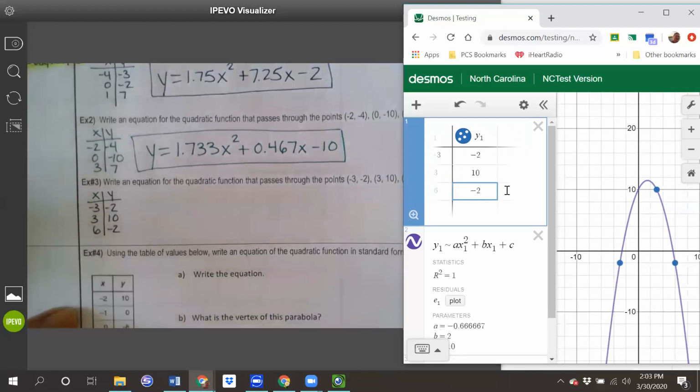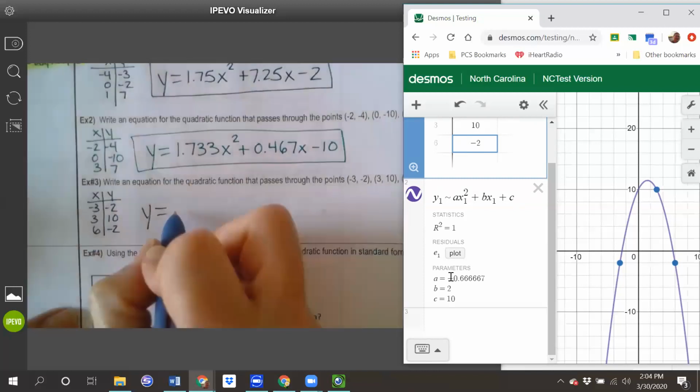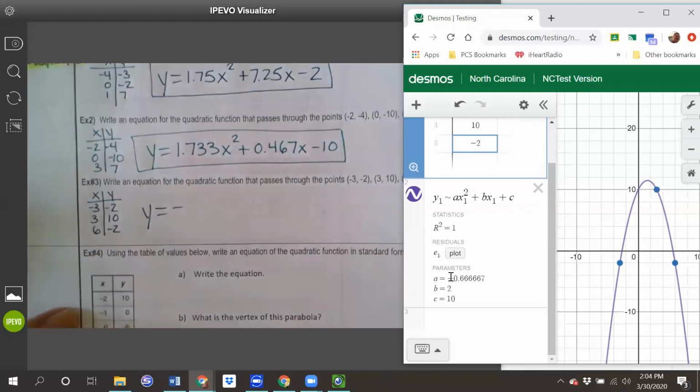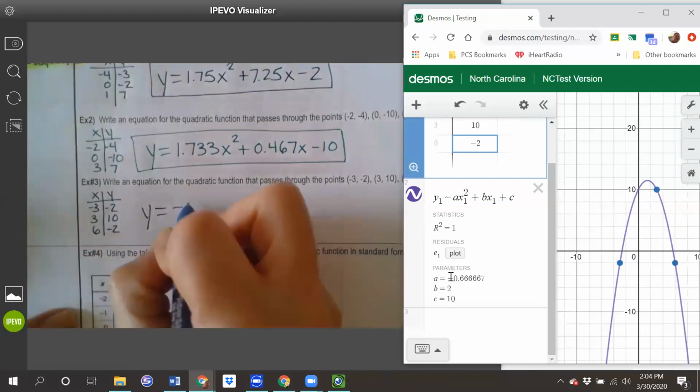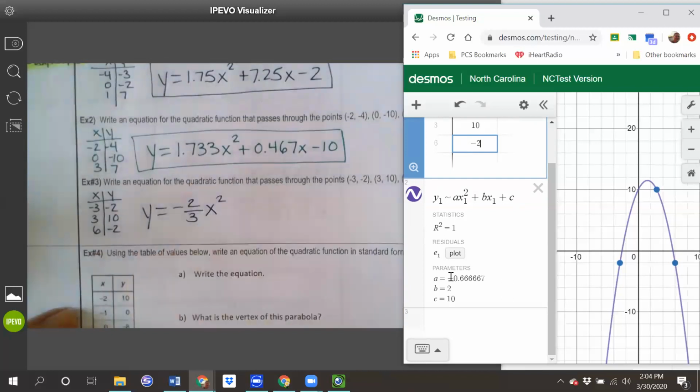So I don't have a smile anymore. This is a frown, which means that when I check my A, B, and C, my A should be negative, and it is. This is a frown, and my A is negative. Cool. All right, so that is y equals negative. Do you realize what 0.6666666 is? If you want to be accurate, isn't that just 2/3 x squared? If you use the decimal here, that is perfectly fine.